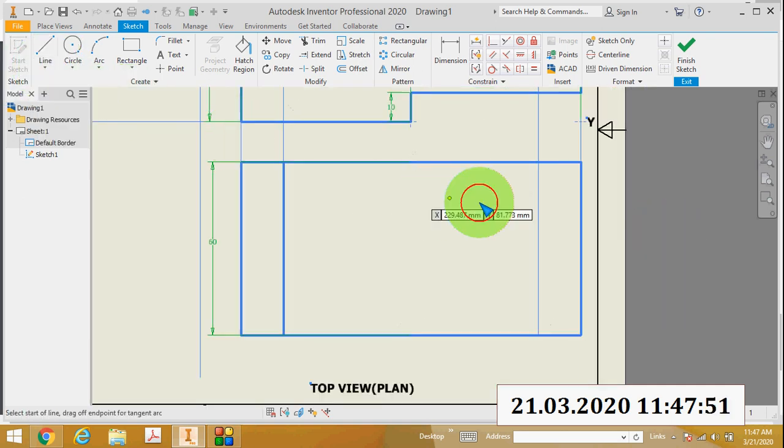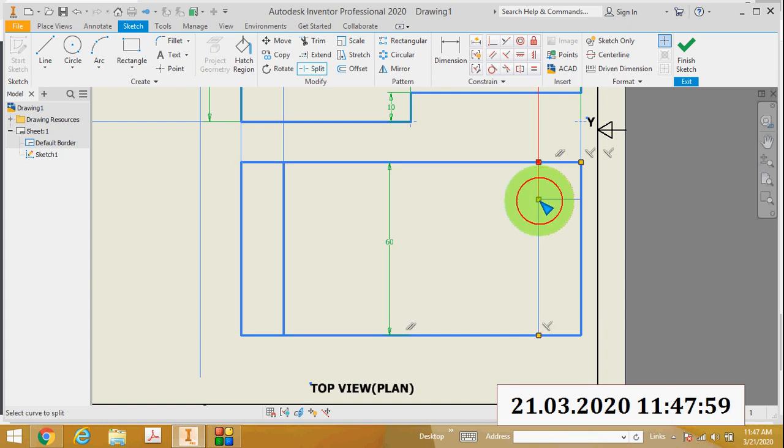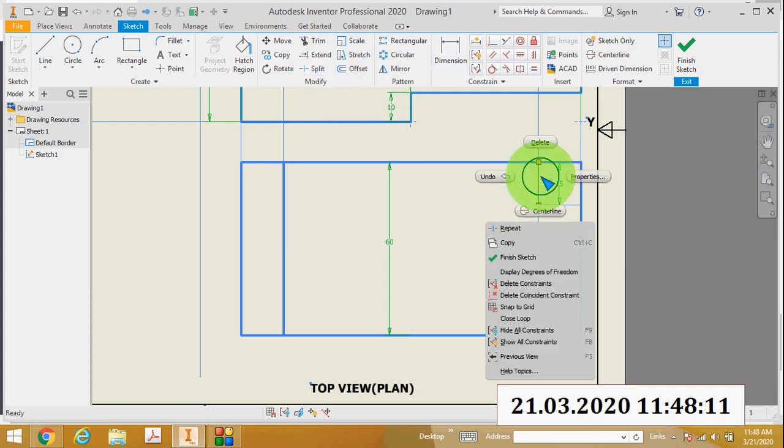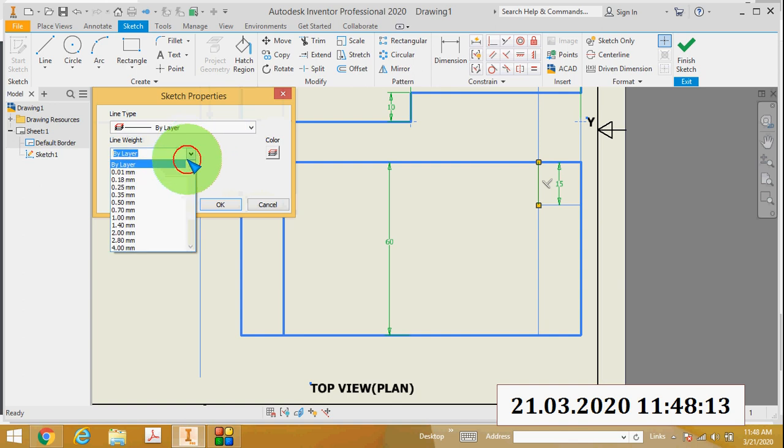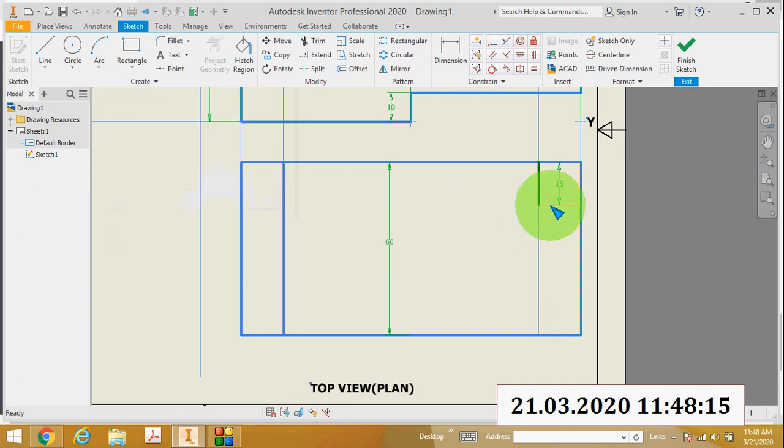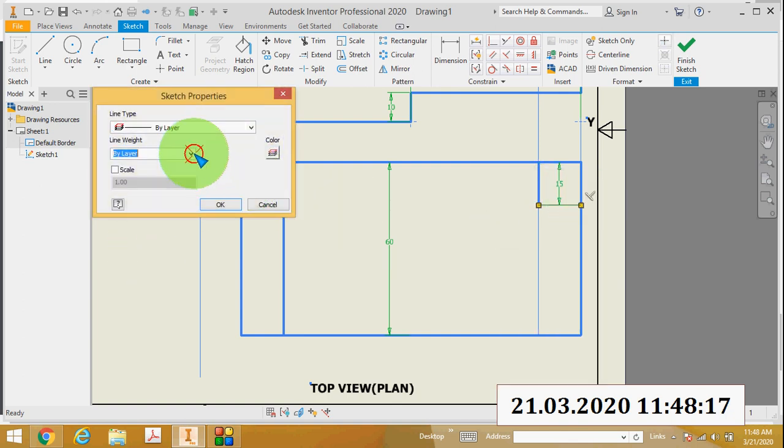Then draw a line here, draw a line here, and just dimension it. This dimension is 15, 15 by 15 square. So this is 15. Okay, and this is 15.